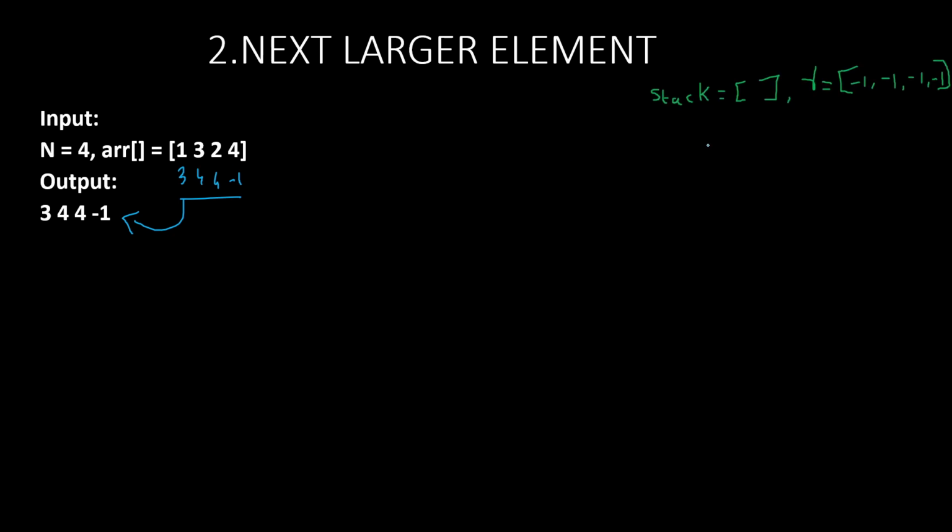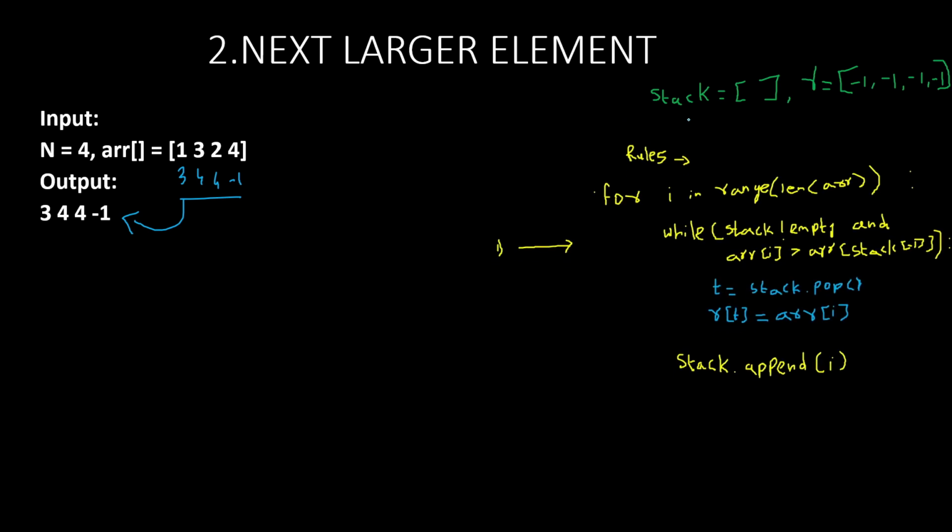Now here we have to take a stack, an empty stack, and r meaning result. At the end, this result value will be changed to something else. That value will be 3, 4, 4, minus 1, and we will be taking the same example 1, 3, 2, 4 for our dry run here. This r will be transformed to the output value at the last. Now we will be discussing how it will be done. After taking these two variables and initializing as given above, there are two rules here.